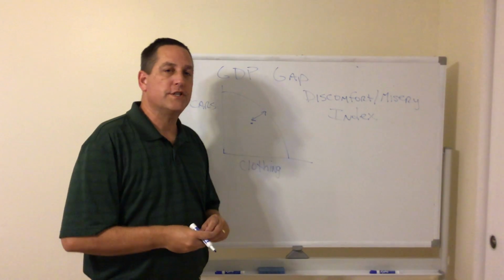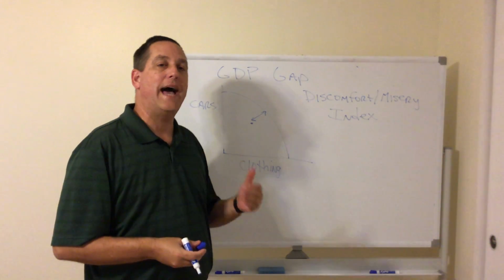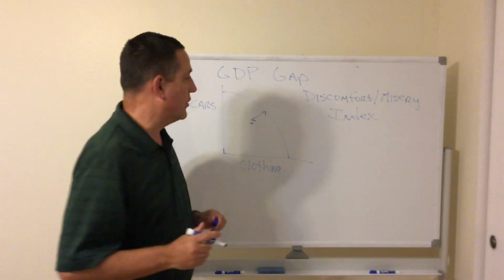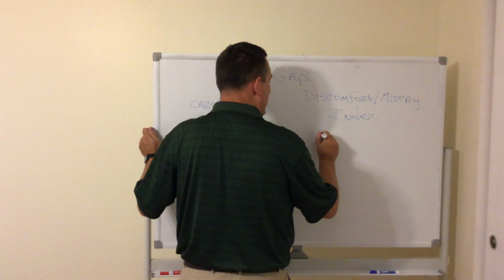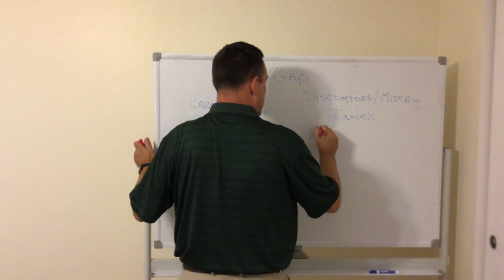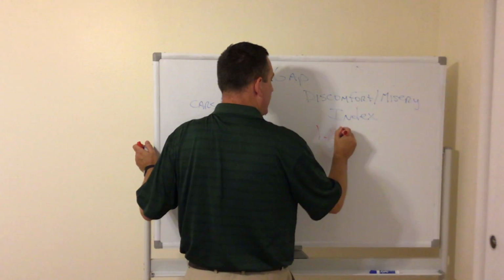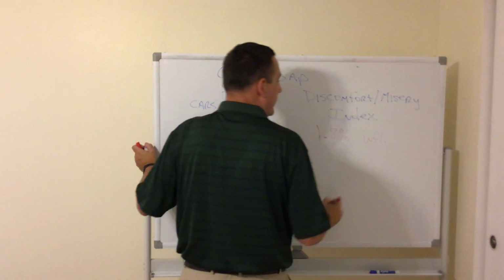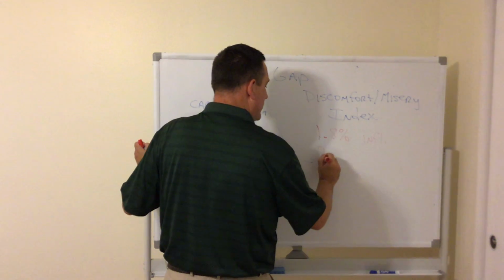All they do for the discomfort or misery index is add up the unemployment and inflation rates. The current rate of inflation is about 1.8%. 1.8% is the inflation rate. The unemployment rate is 7.9.